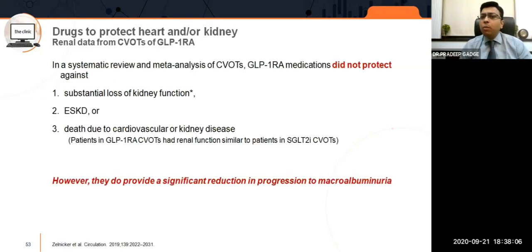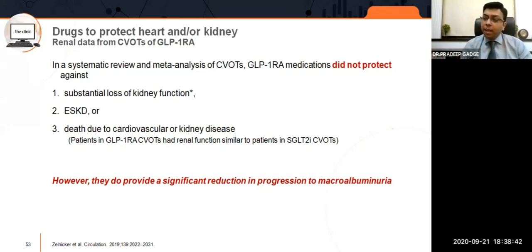So GLP-1 receptor agonists, I mean to say injections like lixisenatide or dulaglutide, which are available, did not protect against substantial loss of kidney function, end-stage kidney disease, or death due to cardiovascular or renal disease. See, the patient subset was similar to what SGLT2 studies had taken. However, they had significant reduction in progression to microalbuminuria.